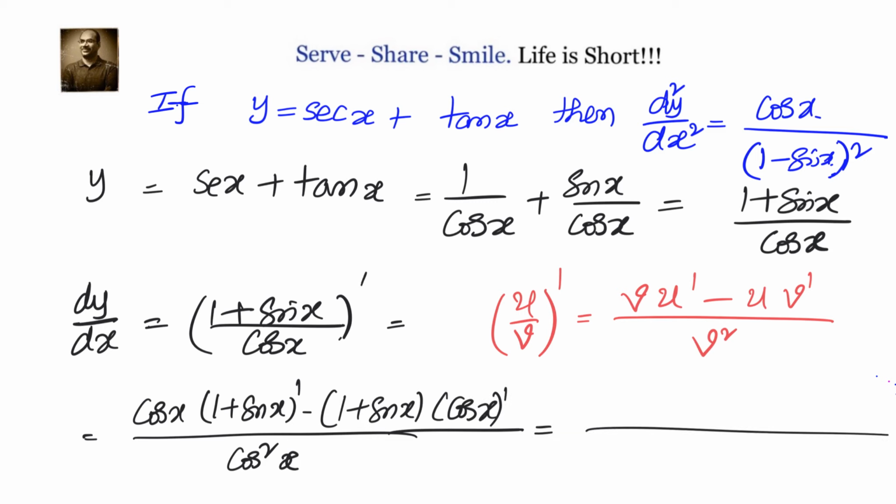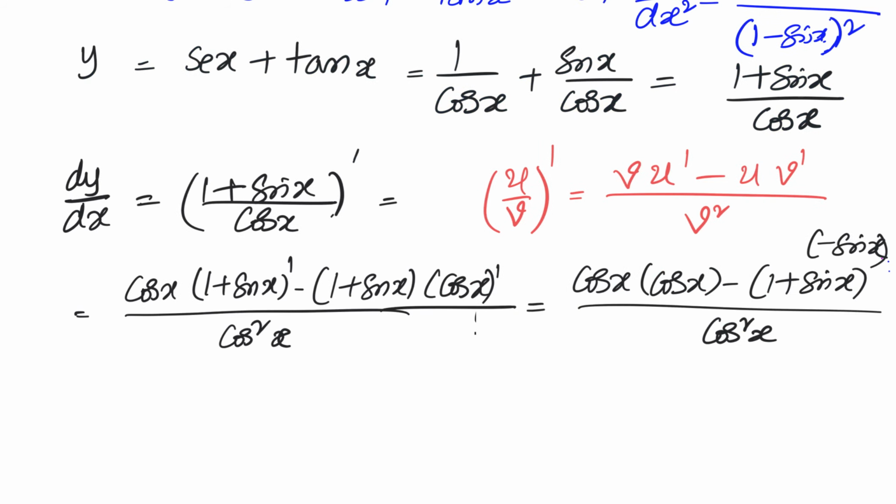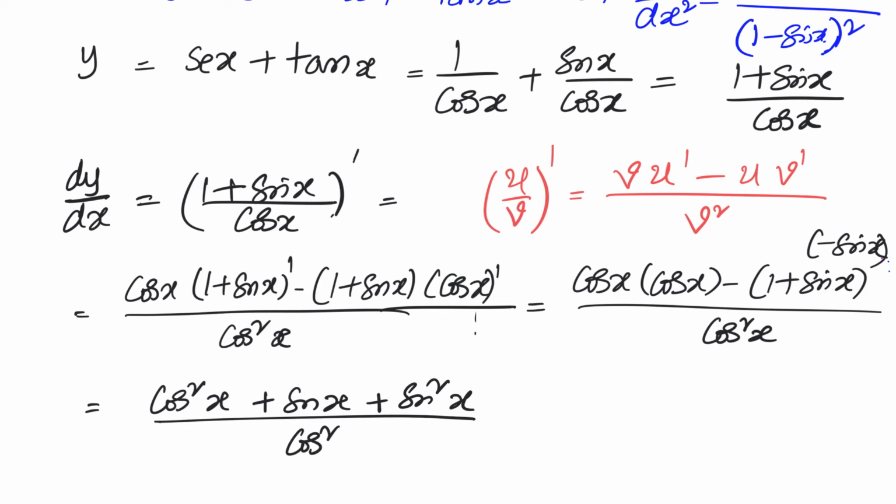Let's substitute the values of derivatives here. Cos x into the derivative of 1 plus sin x, which is cos x, minus (1 plus sin x) into the derivative of cos x, which is minus sin x, divided by cos square x. Let us simplify this in the next step. That is equals cos square x plus sin x plus sin square x divided by cos square x, which is equals (1 plus sin x) divided by cos square x.